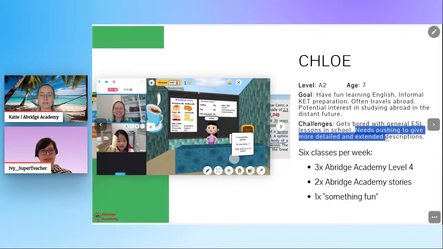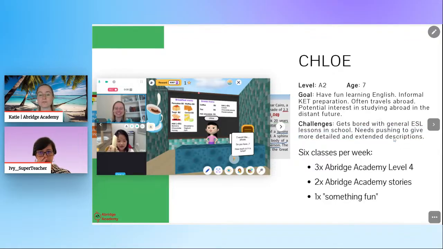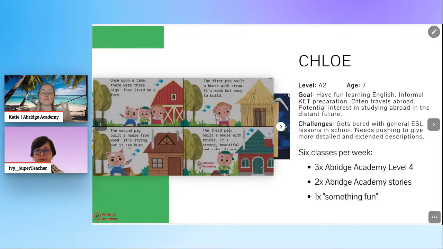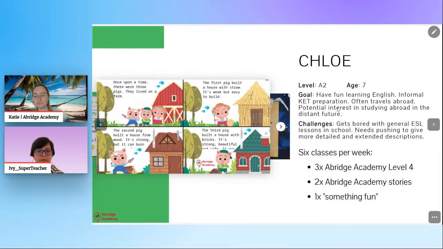I feel as well that she needs pushing to give more detailed and extended descriptions. When we have these role plays, the idea is getting away from the preset dialogue and having that more open-ended discussion. You can have a bit more detail, a bit more explanation. A funny thing happens. Oh, that's really funny. Oh no, I spilled my coffee. What would you like instead? A little bit more play around it. And when it comes to the stories, getting her to give more detailed descriptions of what she can see, adding an adjective, adding a simile, giving a bit more of that extension has been really valuable.